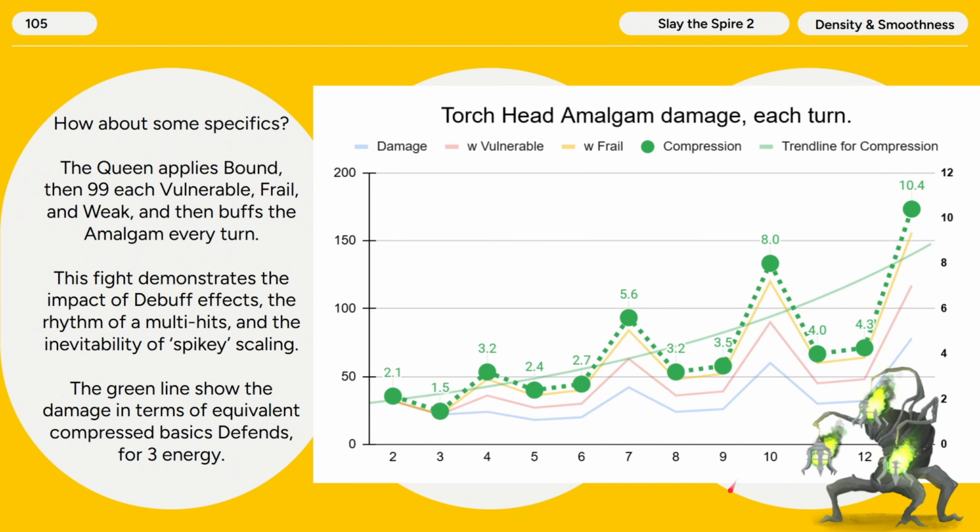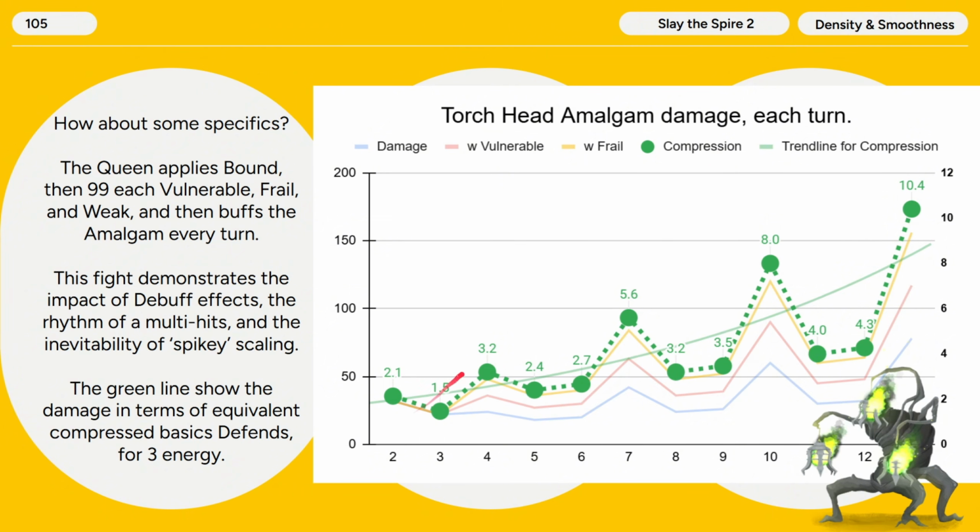What I've done here is I've graphed the damage that is actually coming in from the Amalgam here in blue, and then added those extra multipliers so you can see how much they impact you. So the Vulnerable just adds 50% there. And then with Frail, it adds an extra 50% to the amount of block that you actually need to produce. And then there's a number here for the compression.